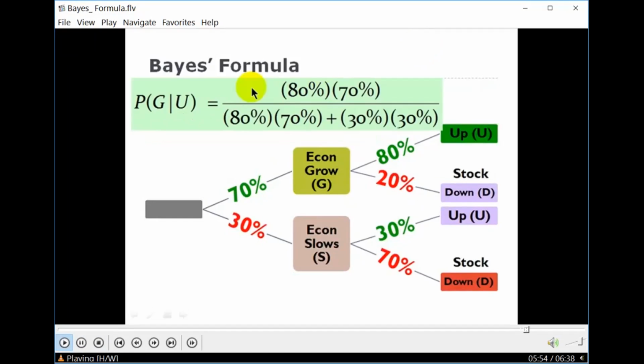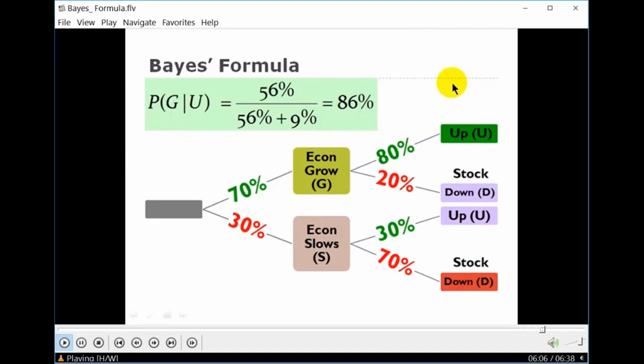So if I multiply that out, the application of the Bayes theorem ends up looking like this: the conditional probability that the economy grew, knowing that I observe the stock went up, equals this, and that turns out to be 86%. So notice I went from an unconditional probability, where I had no prior information, that the economy will grow of 70% to a conditional probability of 86%. In other words, if I observe that the stock went up, and because the stock is so dependent on the economy, I can now upwardly revise my probability that the economy grew. And that's the application of Bayes' formula. I hope that was helpful.